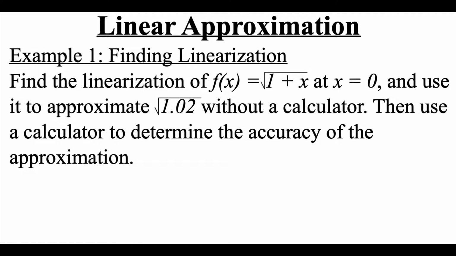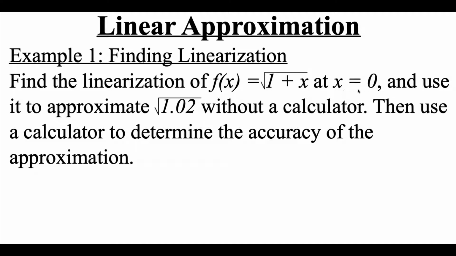So here's what we're going to do. We're going to find the linearization of f of x equals the square root of 1 plus x at an x value of 0. And then we're going to use it to help us approximate the square root of 1.02 without using a calculator. After we approximate that value, we will use our calculator to determine how accurate our approximation was.